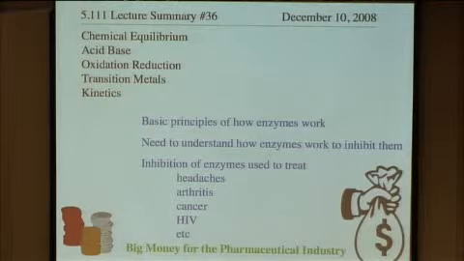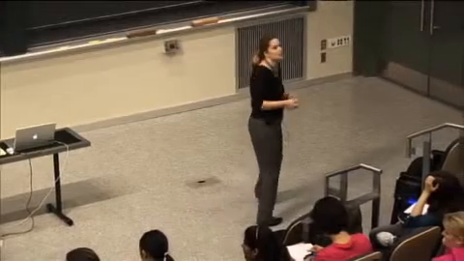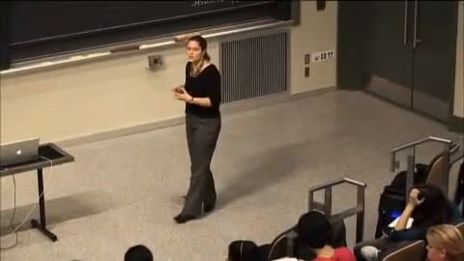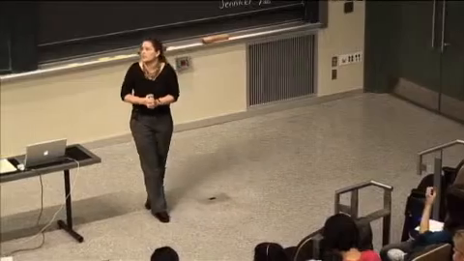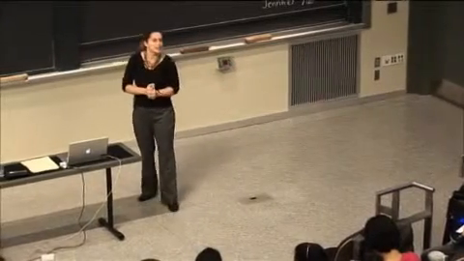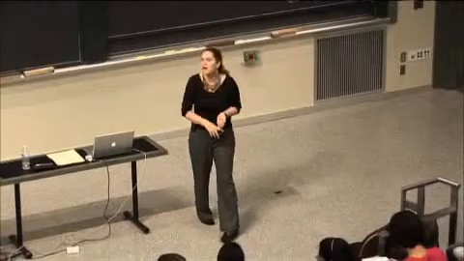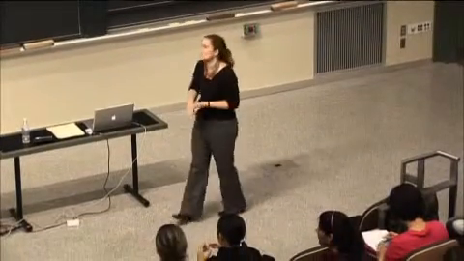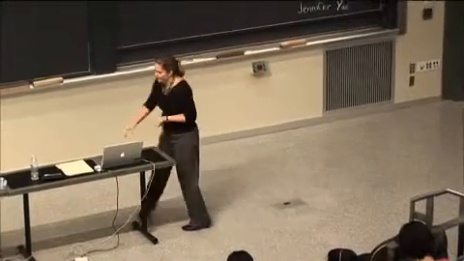Arthritis, for example, is also treated by a lot of the same medications that treat headaches. In cancer, often with chemotherapy, you're giving people inhibitors of enzymes to decrease tumor growth. And we talked last time about inhibiting HIV proteases as part of a treatment for HIV. So understanding enzymes is very important for the pharmaceutical industry. That's one example of why you need to know about chemical equilibrium, acid-base, oxidation reduction, transition metals, and also kinetics.